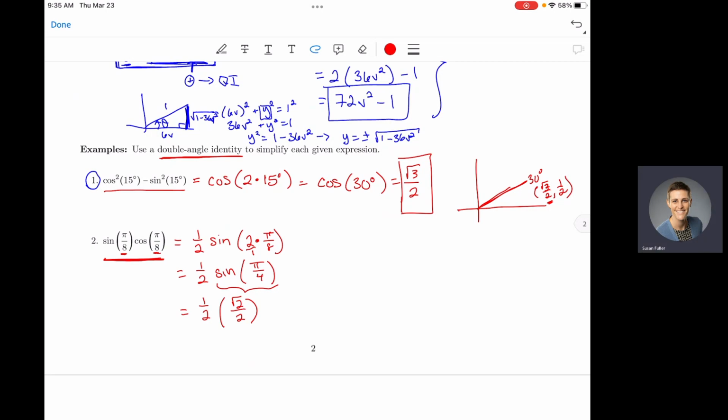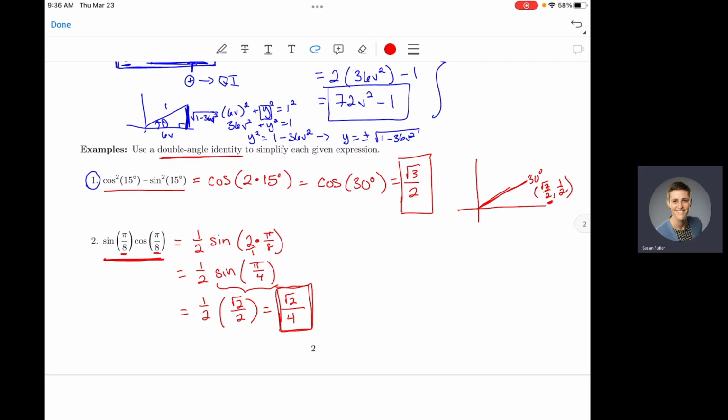And so now I can multiply across to multiply that by 1/2. 1 times root 2 is root 2. And on the bottom, 2 times 2 is 4. There's no simplification I can do here, so I'm going to have to leave that as root 2 over 4. But that is the value of the sine of pi over 8 times the cosine of pi over 8.